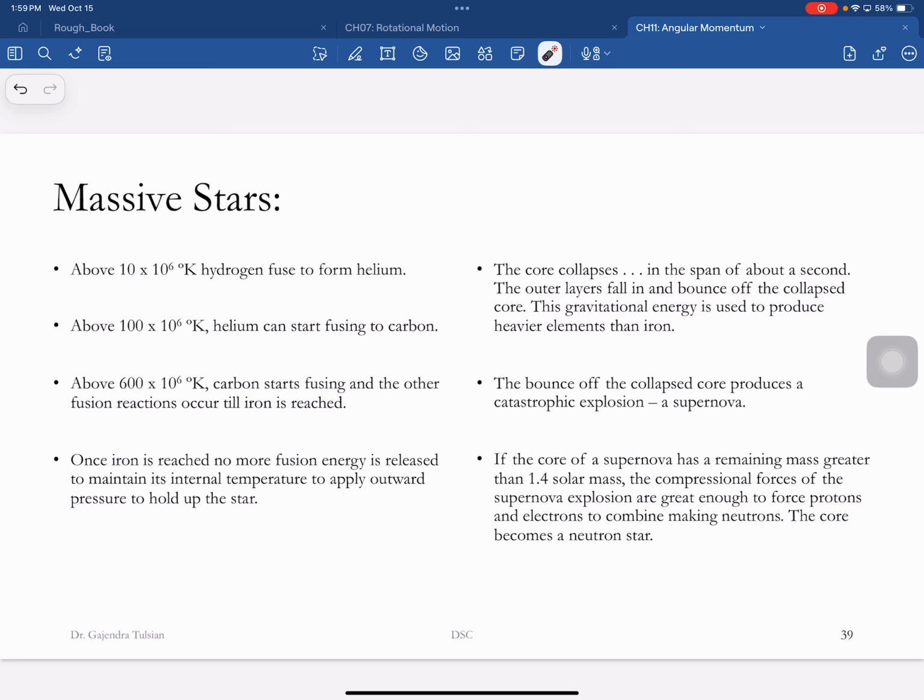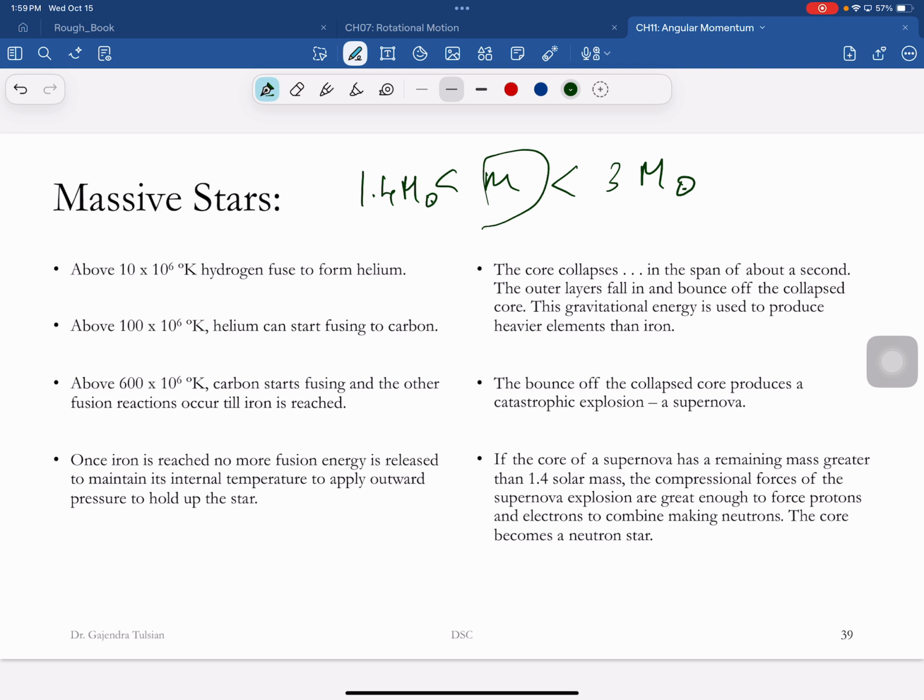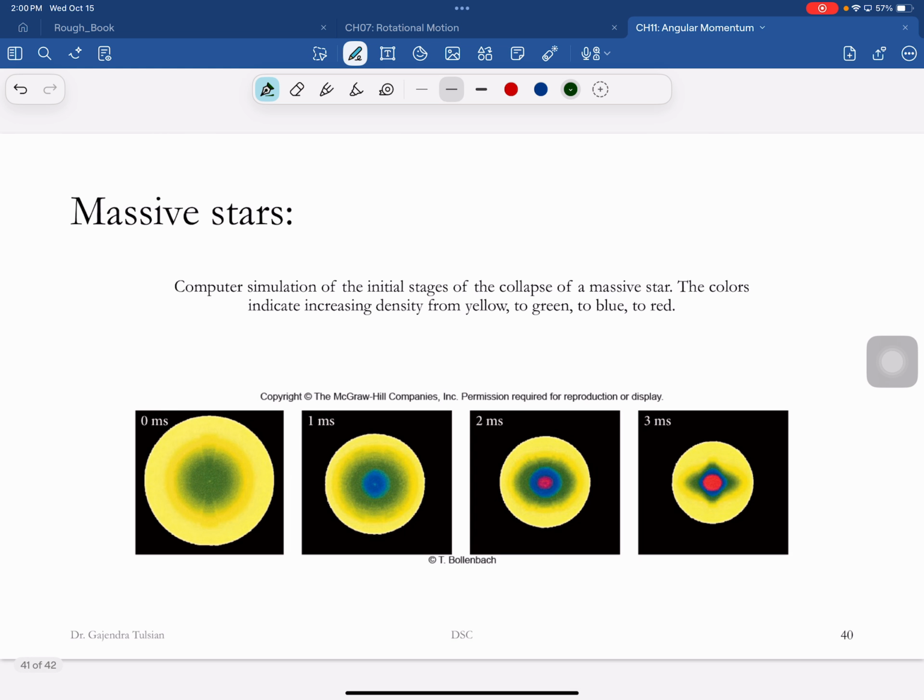So if the mass of the collapsed core is between 3 solar masses, this is the notation for solar mass, and 1.4 solar masses, this object is a neutron star. If you're greater than that, then you're a black hole. If you're less than that, then you're a white dwarf, or a brown dwarf eventually. Okay, so here's a computer simulation. Here's the core collapsing, and you see it's collapsed within 3 milliseconds.